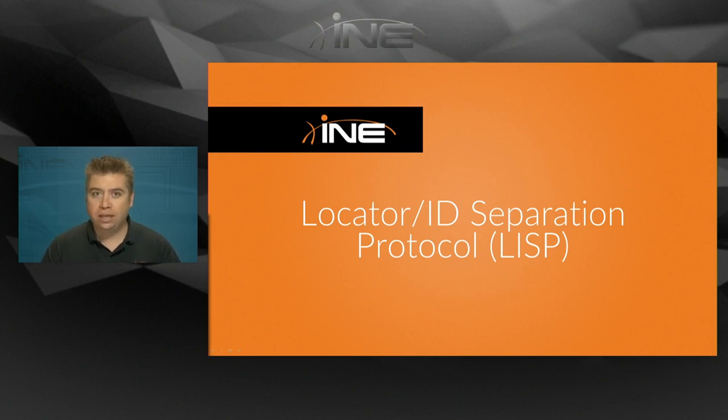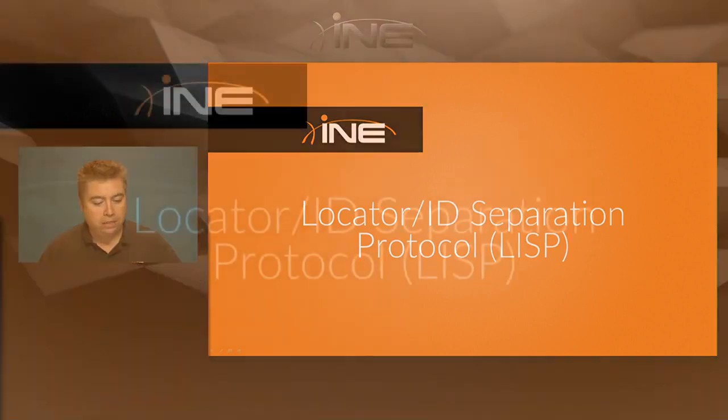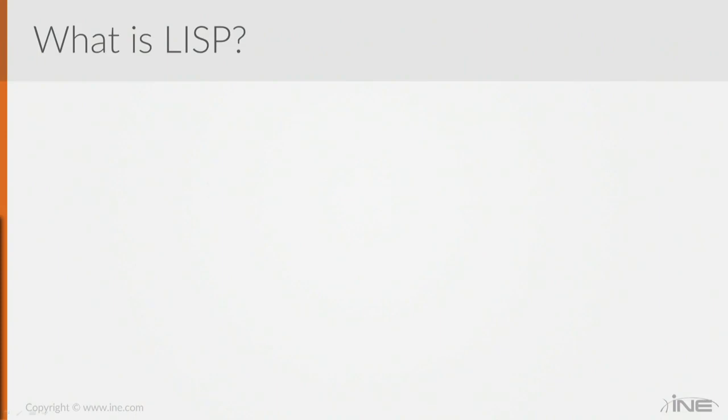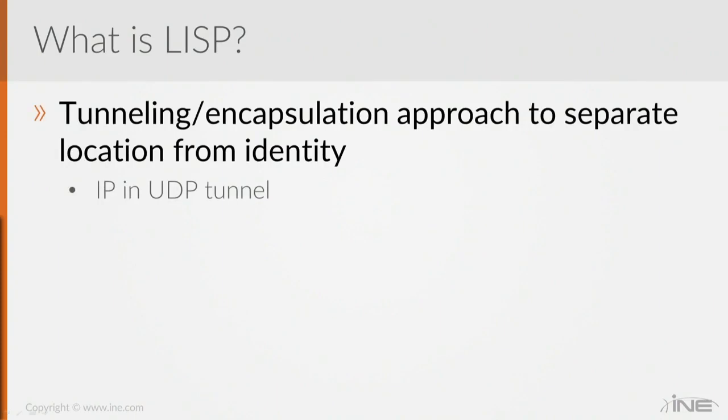LISP is going to be an overlay tunnel that's basically transparent to the infrastructure in the middle of the network. Now, LISP itself is a pretty big topic. So what I'm going to be doing in this section is just talking about some of the basics of what the protocol is and what it is designed to do, and then we'll take a look at some config examples that are within our scope.